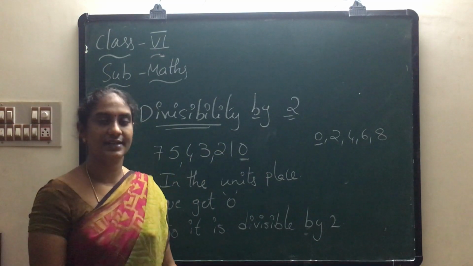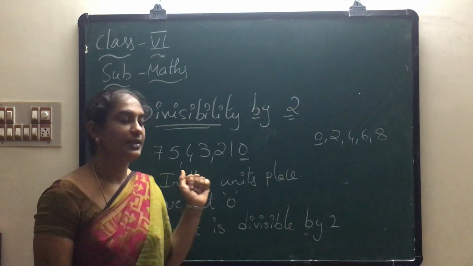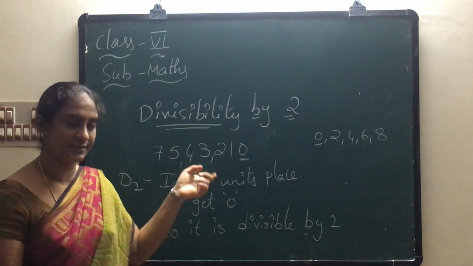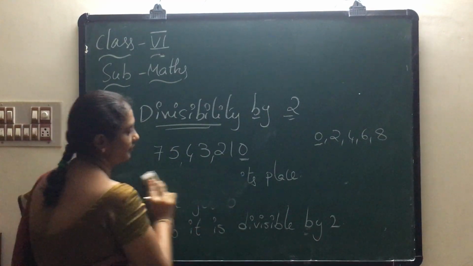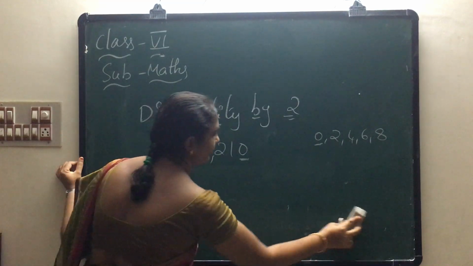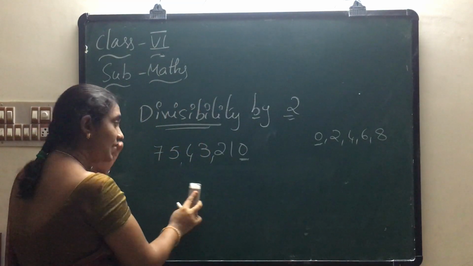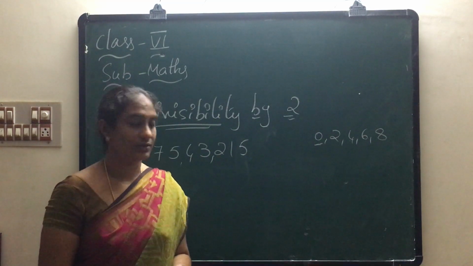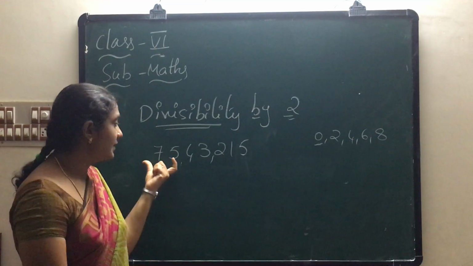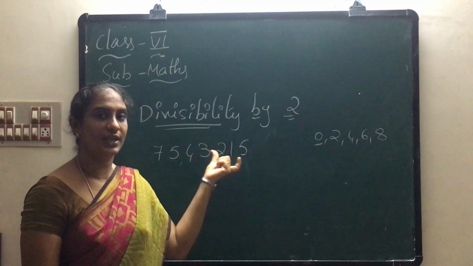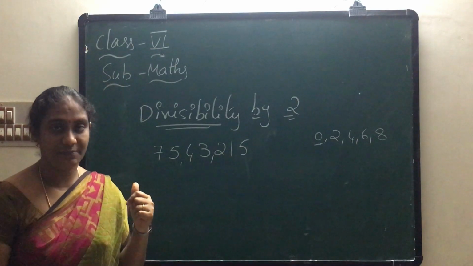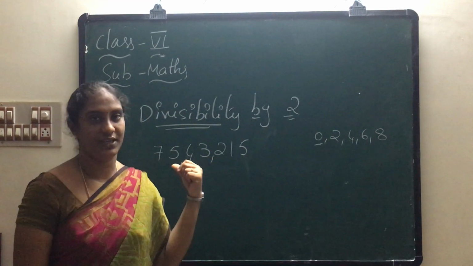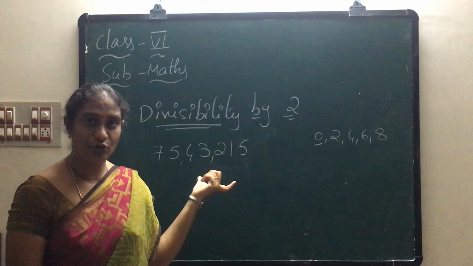Okay children, do you understand? That's why we are using divisibility rules. Do you understand for the 2 table? Once again, one more example. Suppose they gave 5 here. What is the number they gave? 75 lakhs 43,215. What is the number I gave? 75 lakhs 43,215. Now is this number divisible by 2 or not?